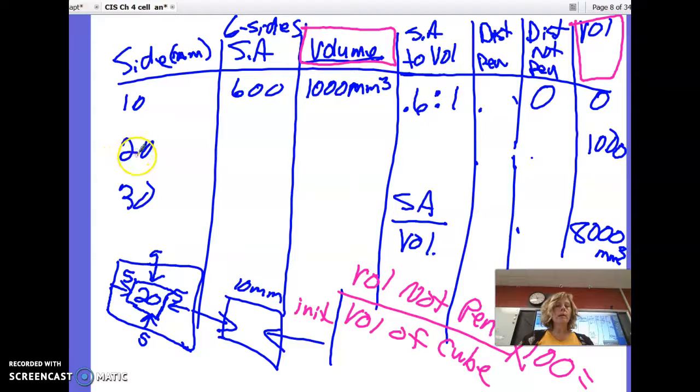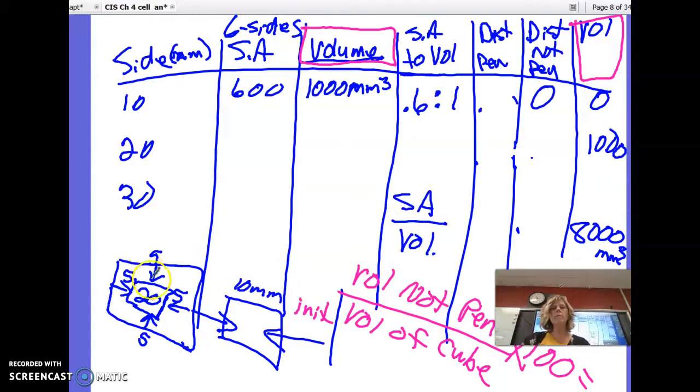Now you have to do the same calculations with 20 millimeters. So, right, 20 times 20 times 6 sides. We're doing the same thing only with 20 and then the same thing again with the 30. Distance penetrated. This is where we're not all going to have the same answer for this. Some of you maybe found that it penetrated in 3 millimeters, some of you found that it penetrated in 5 millimeters.